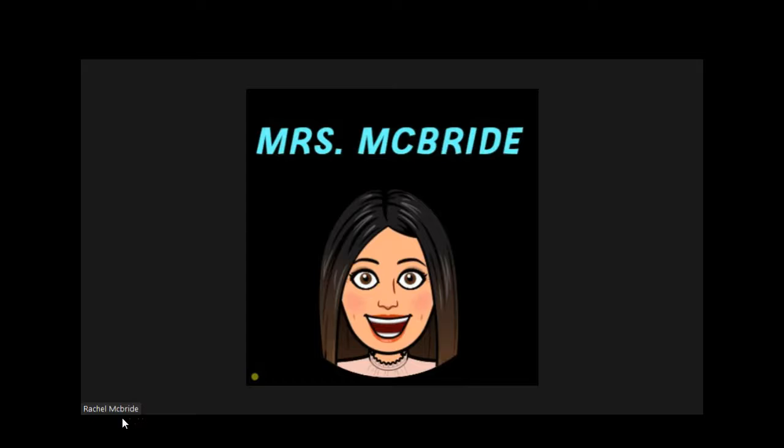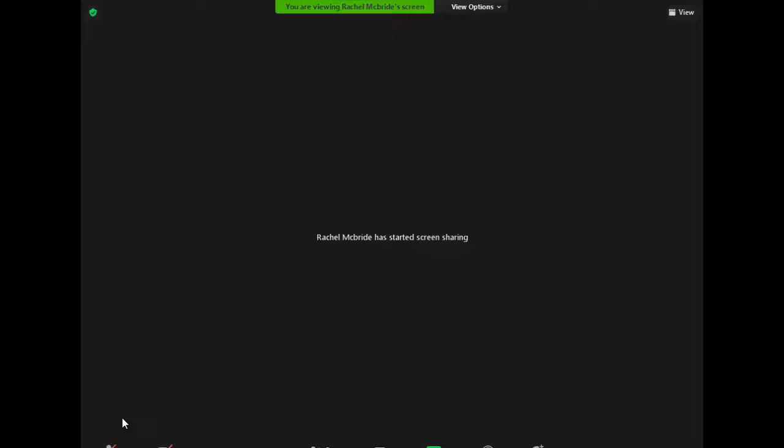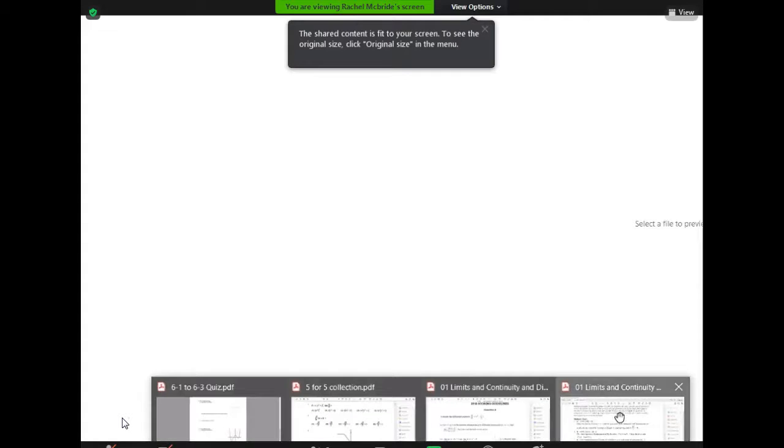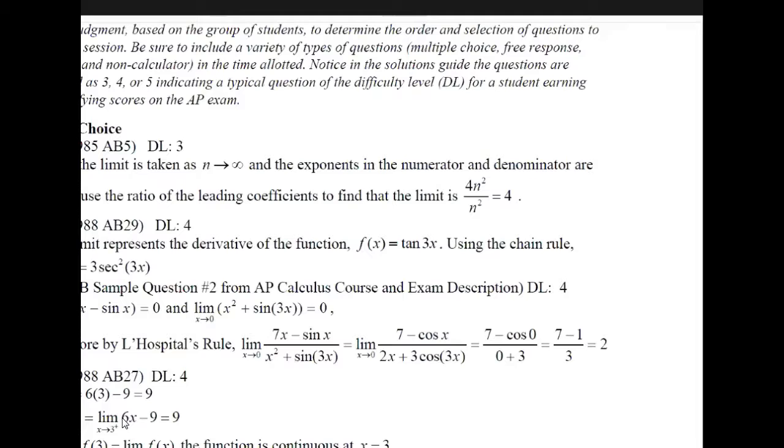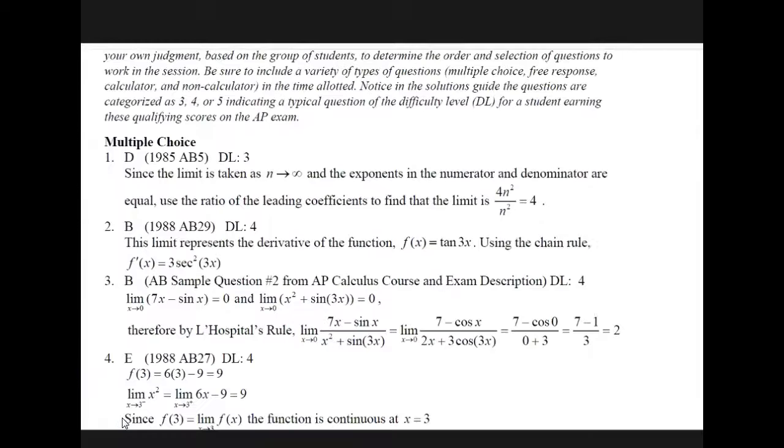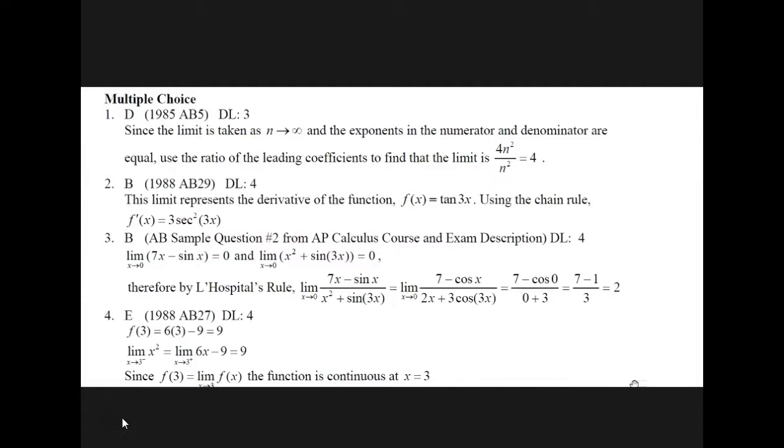Number 2. And again, if you guys need to see any of the work, awesome. I see lots of B's. Number 2 is B. So I'm going to do this. I go back to my Zoom meeting. So this will tell you what multiple choice problem it was as we go through and kind of give you a hint at the work.